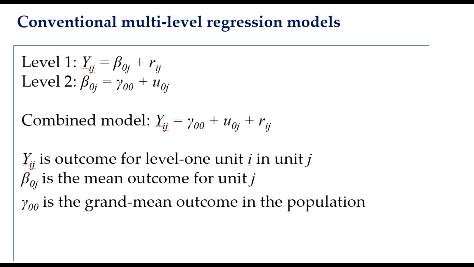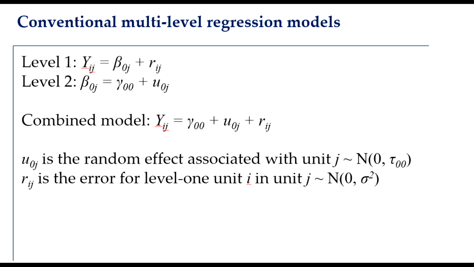So if we're talking about students nested in schools, the unconditional model can be interpreted as predicting each student's outcome by taking the grand mean of the entire student population, then adding a random effect to adjust for differences between the schools, and then finally adding the error that expresses the difference between the school mean and the student's actual outcome. We assume that our error terms in this model are normally distributed with means of zero and variances of tau and sigma squared, both of which are estimated from the data.